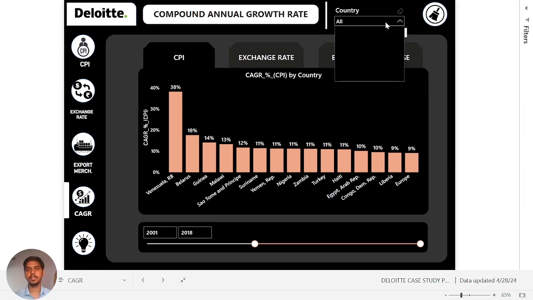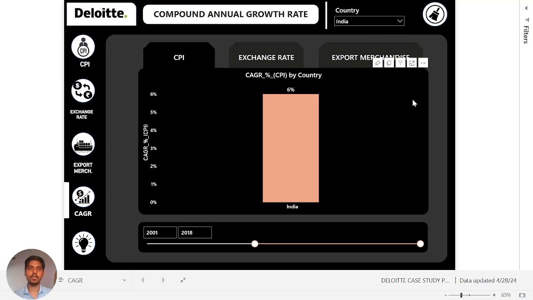From here, you can select the country name also. Like if I want about India, then you can find out what the annual growth rate of CPI in India is. You can see that it is 6% in India, starting from 2001 to 2018. If I see after 2010, it dropped down to 5%. Then for 2014 to 18, it dropped down to 3%. So similarly, you can also click on the slicers and find out for different countries.